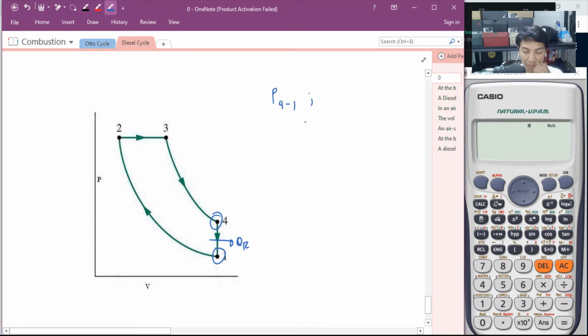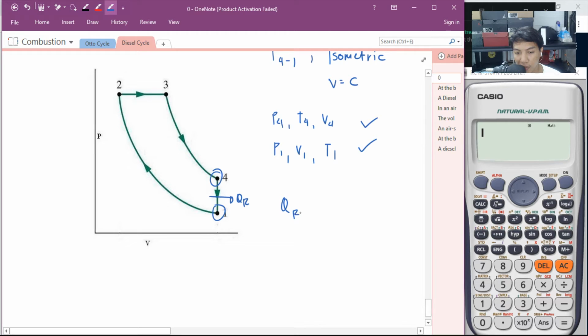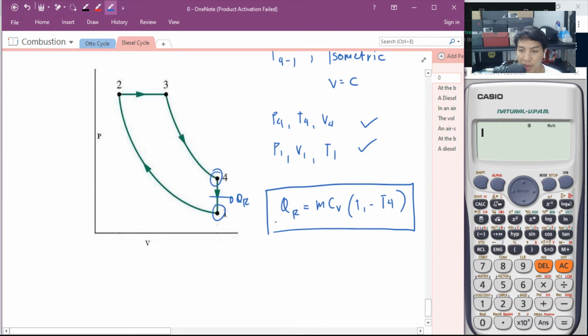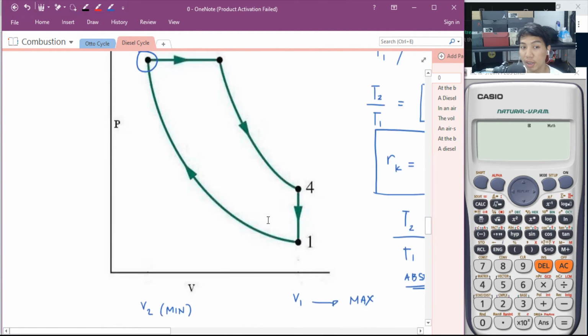Wala ka palang makukuha dito. So, 4 to 1, that is isometric, or V is constant. So, meron ka ng P4, T4, and V4. Wala ka nang hahanapin dito kasi given na rin si P1, V1, and T1. Check na lahat yan. Okay? Ang hanapin mo na lang diyan si QR. O, the QR is equal to m Cv delta T, T1 minus T4. Ito na po yun mismo. Wala nang iba. So, na-derive ko lahat ng formula na kailangan mong hanapin diyan sa processes mo.